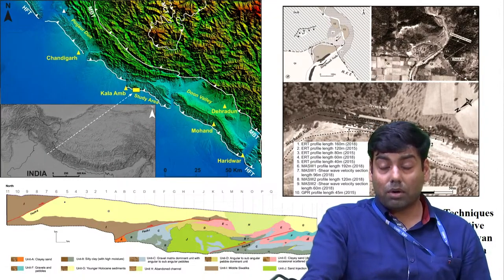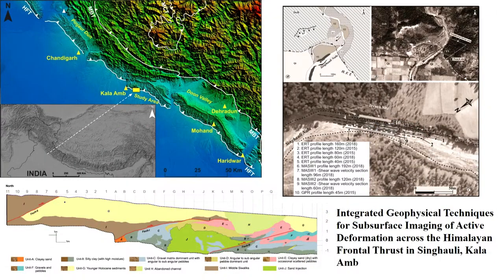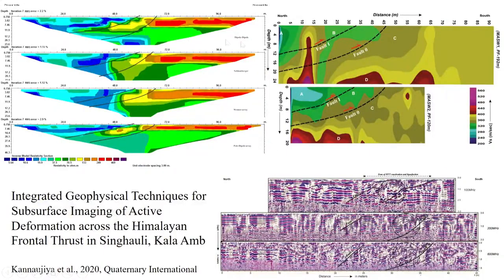So this is about how geophysics, how ground-based techniques are useful to detect this active deformation, like the HFT. So you can see the trenching result. So this is the 3 generation of fault here. You can see clearly, and we have done this ERT, MASW, GPR across this HFT, across this fault, to get these features. So in these 3 techniques, you can see the response.